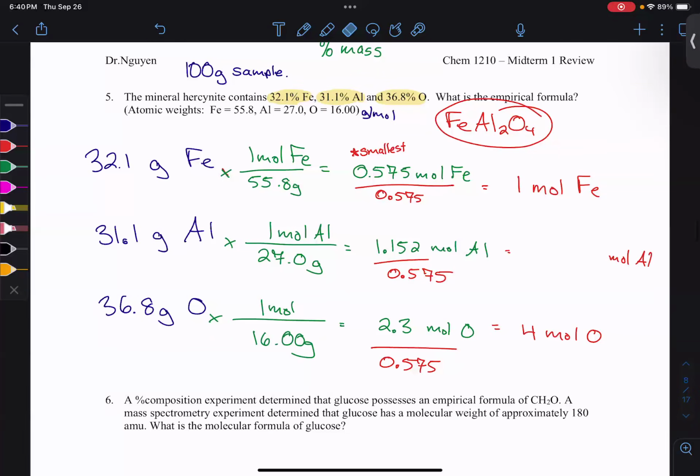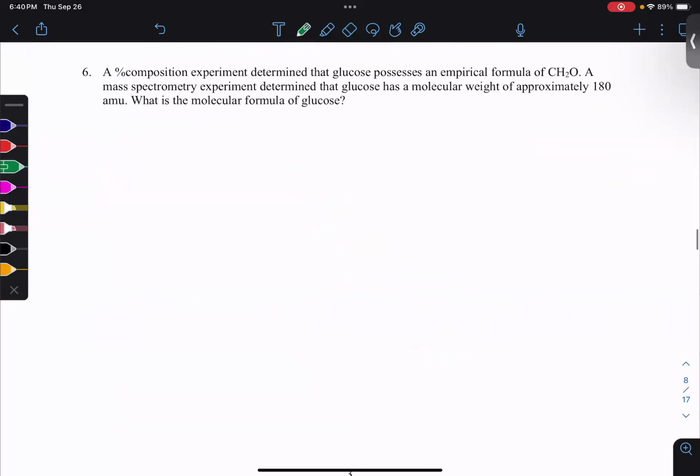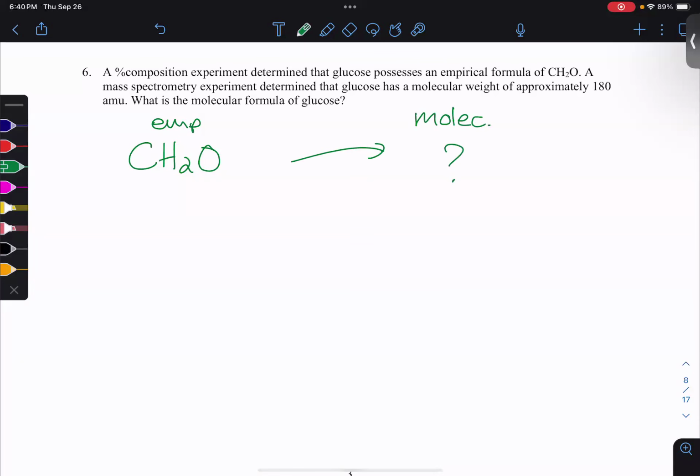So notice, we calculated the empirical formula, the simplest ratio. Technically, we didn't calculate the molecular formula because in order to do that, we actually need the full molar mass of the compound. We can't just use percent composition data. So if I tell you that you do an experiment and you determine glucose has this empirical formula, all right, CH2O. That's your empirical formula, your simplest ratio. But you want to figure out what is the molecular formula of glucose, all right? You need to figure out, oh, what's that multiplier, all right?